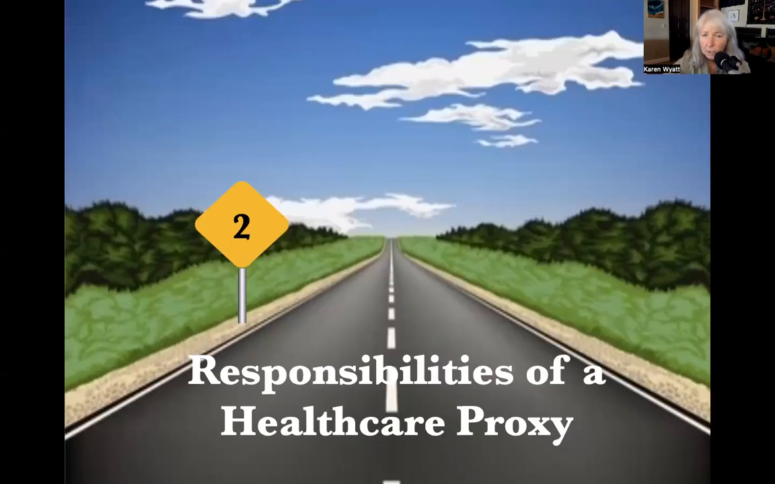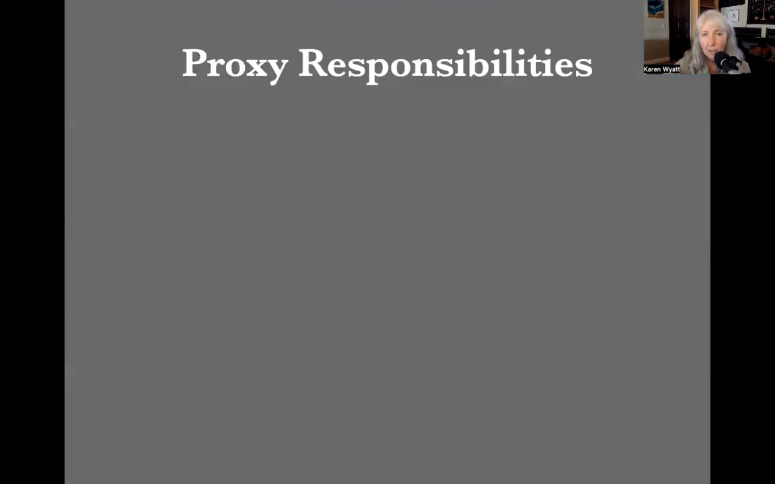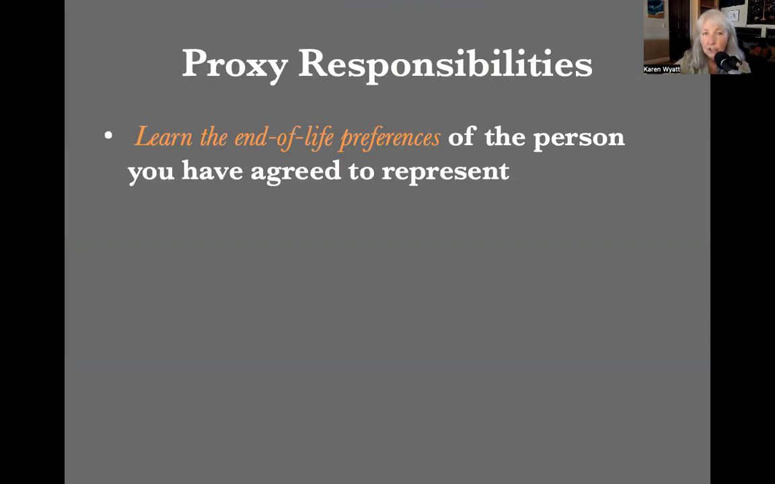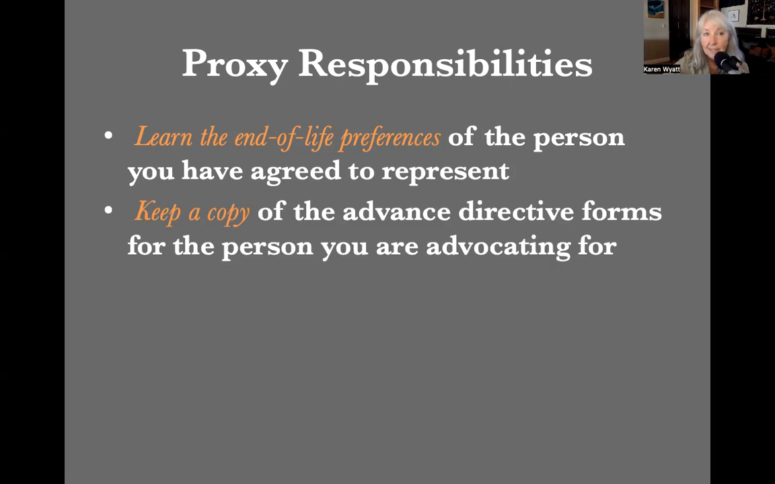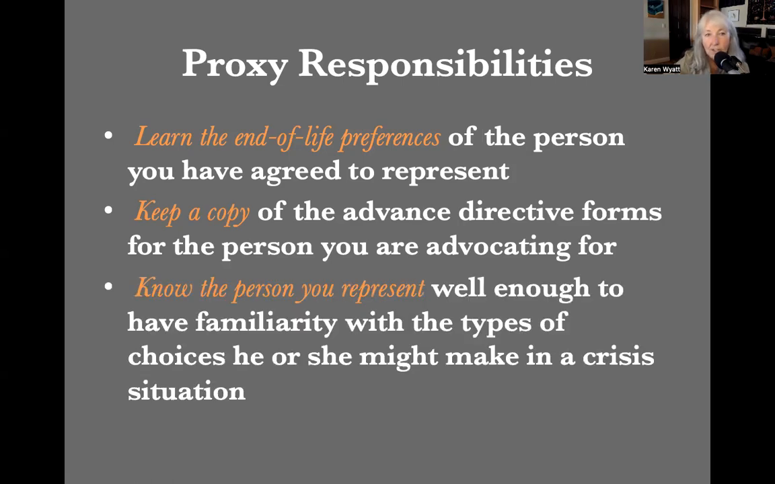So the responsibilities of the healthcare proxy include, first of all, to learn the end of life preferences of the person you have agreed to represent. So let's say you are a healthcare proxy for someone else. It's very important to know the preferences of the person you're representing. Second, to keep a copy of the advance directive forms for the person you're advocating for. Third, to know the person you represent well enough to have familiarity with the types of choices he or she might make in a crisis situation.